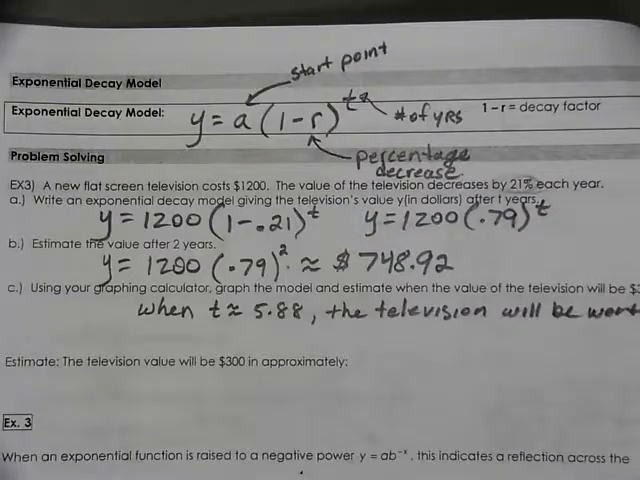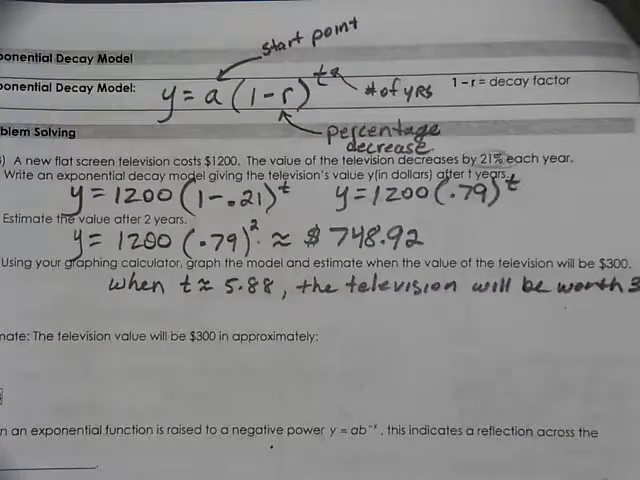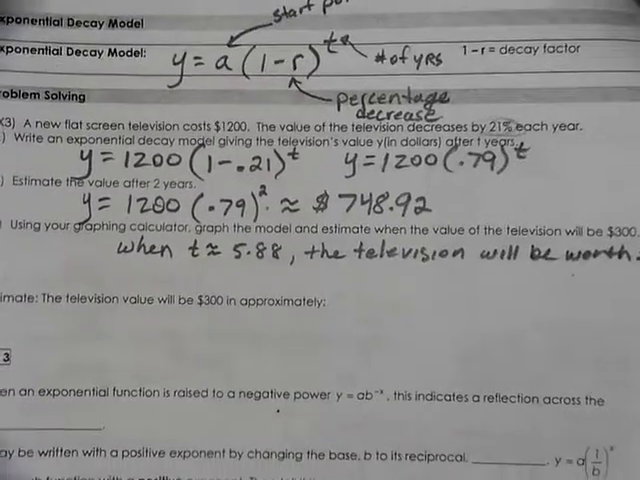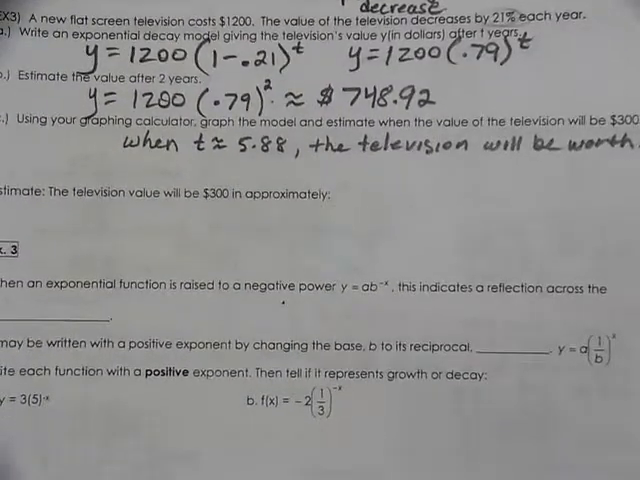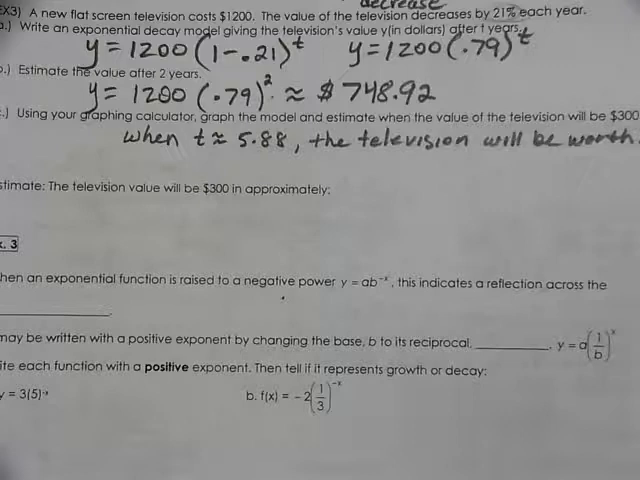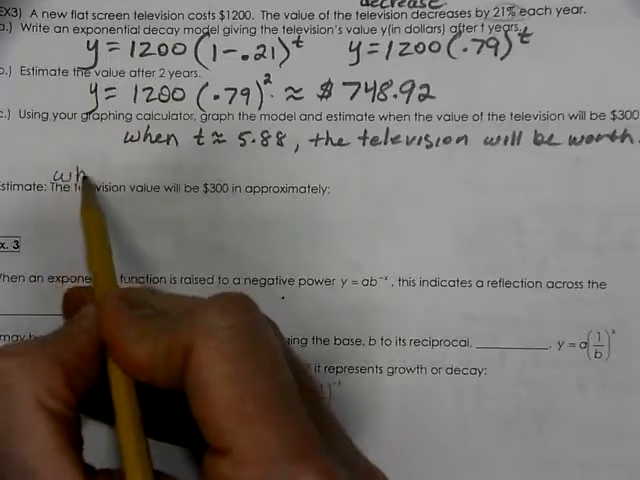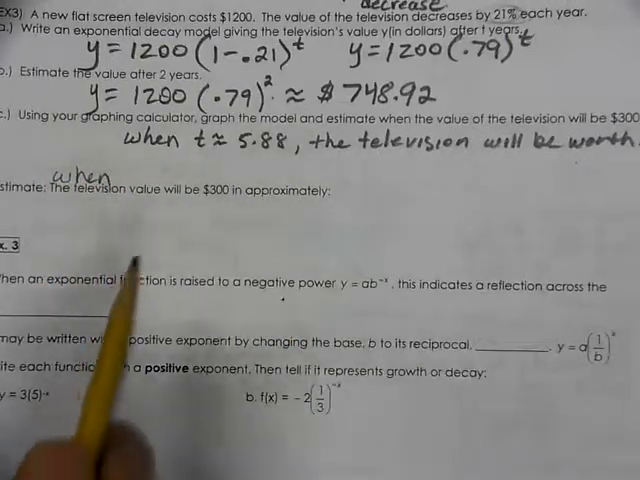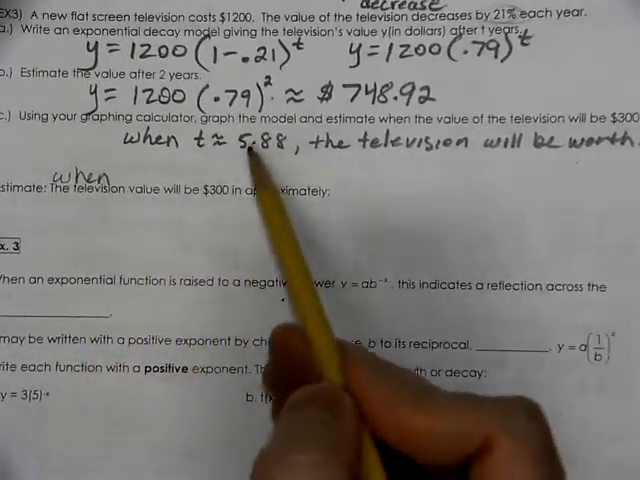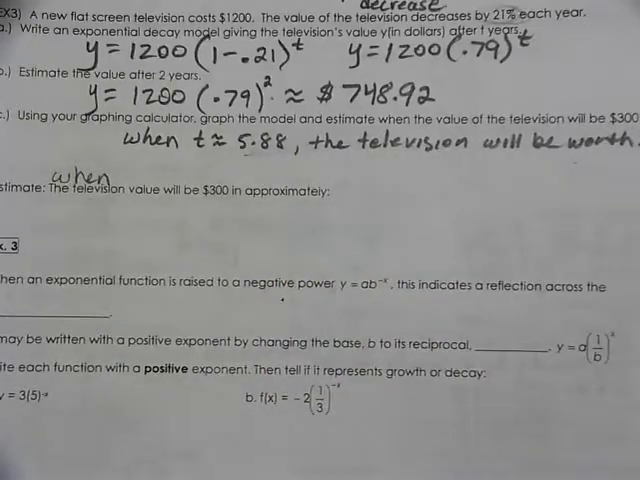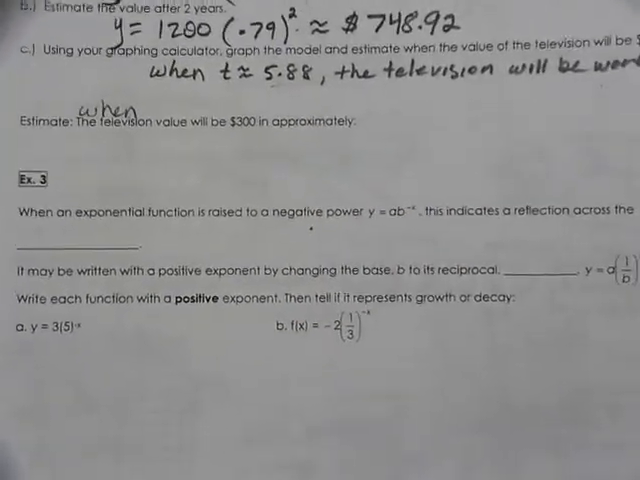Okay, at 5.88 years. So we estimate when the television will be $300. At almost 6 years old, it'll be worth $300.